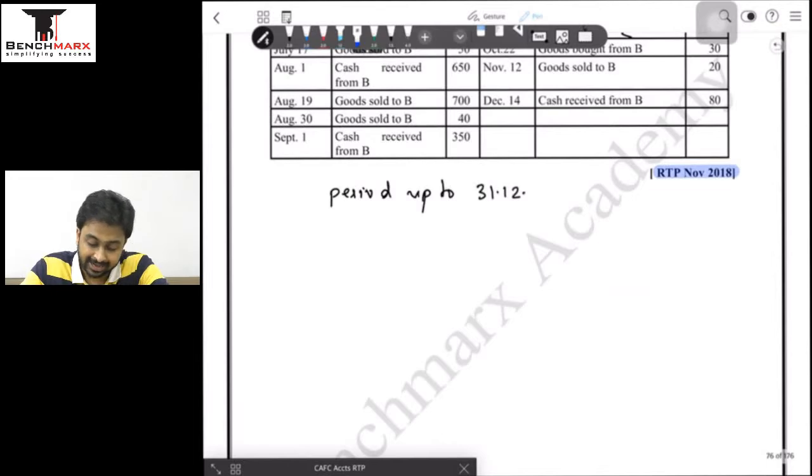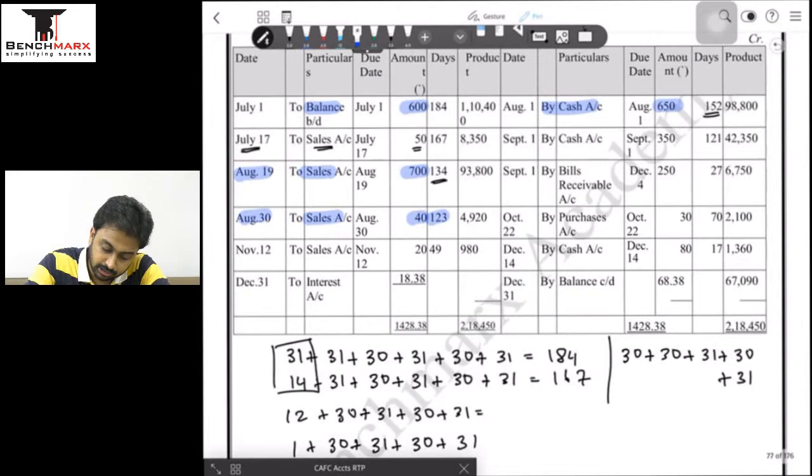Then we have September 1 cash received. So cash मतलब cash account debit to B मतलब by cash मतलब आएगा credit side पे. ये रहा September 1 by cash.